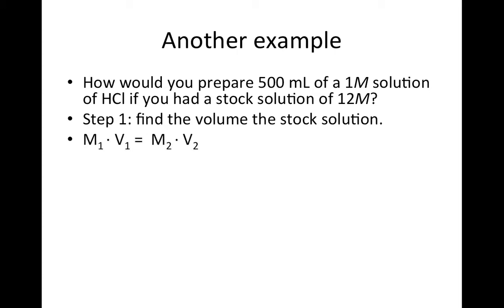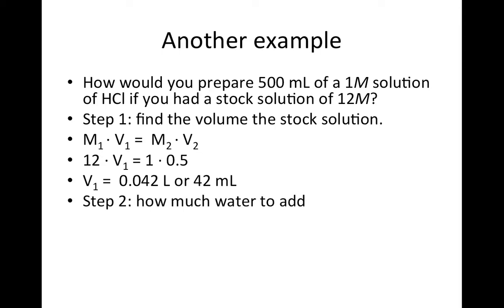Step 2 is to fill in the numbers here in your formula. So 12 times V1, which I want to find, equals 1 times 0.5. 0.5 represents the 500 milliliters in liters. That's important. All volumes in our dilutions need to be in liters, not milliliters. Okay, and when we solve, our answer is 0.042 liters, or 42 milliliters.